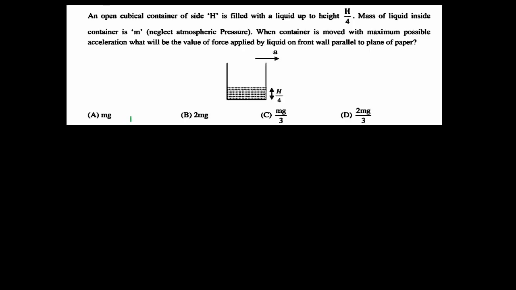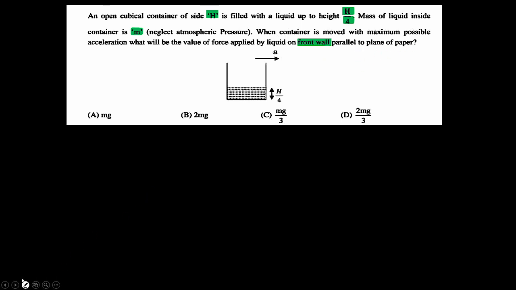An open cubical container of side H is filled with a liquid up to a height h by 4. Mass of the liquid inside the container is m. Neglect atmospheric pressure. When the container is moved with maximum possible acceleration, what will be the value of force applied by the liquid on the front wall parallel to the plane of the paper?